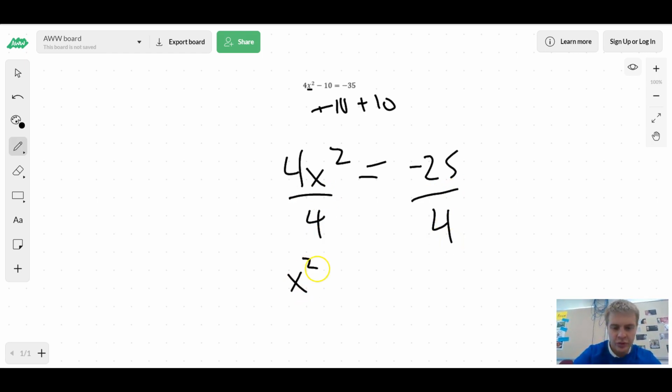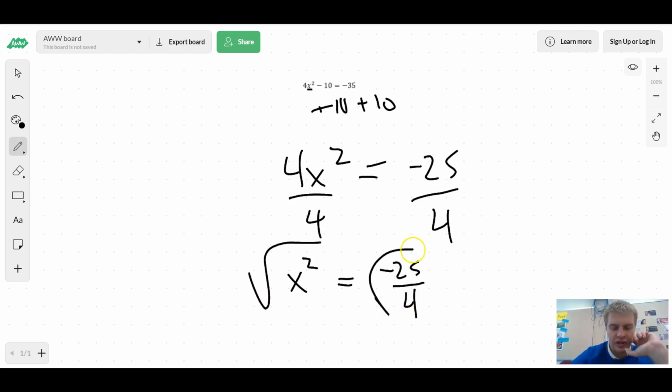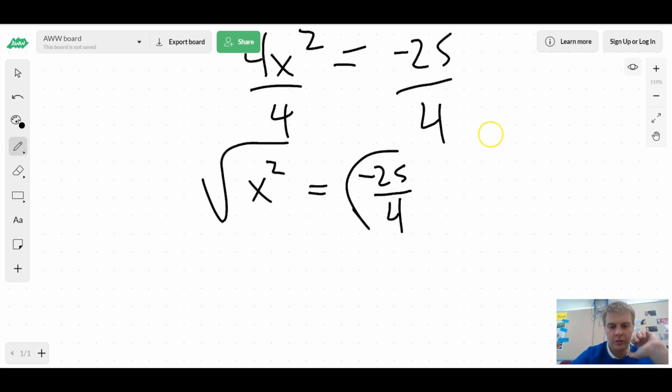That's going to give me x squared is equal to, now this doesn't divide nicely, so let's just leave it. If it doesn't divide nicely, you just leave it and we'll deal with it later. So that'd be negative 25 over 4. Now we're going to take the square root of both sides. When I take the square root of both sides, I do need that to be a plus or minus. And so we're going to have x equals plus or minus.